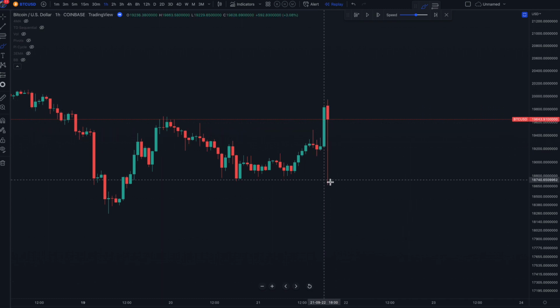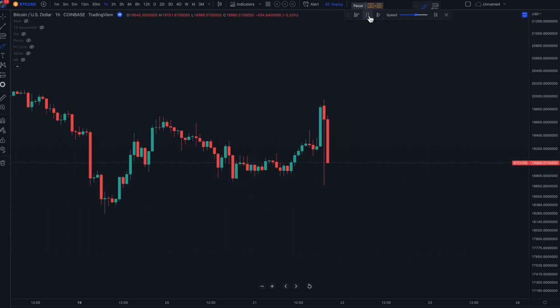Initially, it was taken badly because the price was pushed down to these levels at 18.6. But then the demand pushed it all the way back up to the body of the candle here at 19.6, a $1,000 increase from the bottom lows here. And then there was a further fall around these levels to around about 18,900.